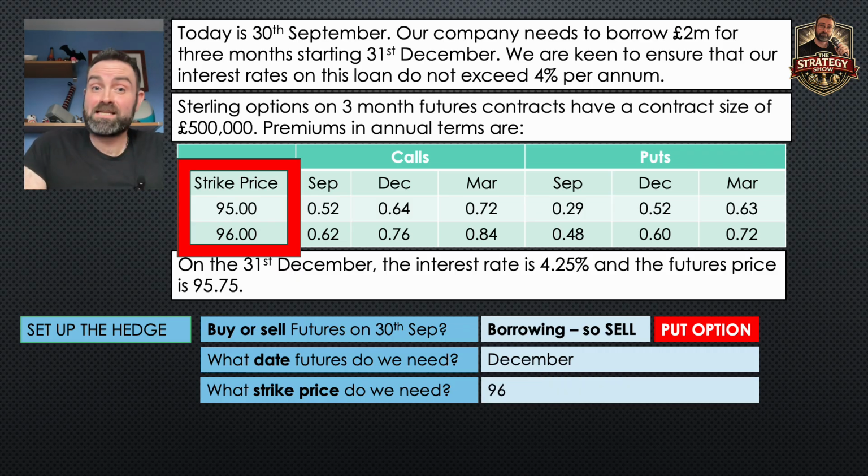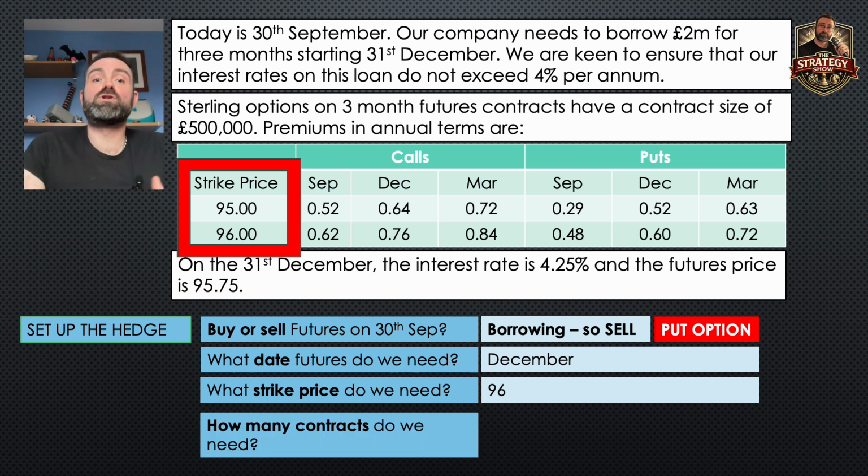Our next bit of setup is calculate how many futures contracts we need to cover our transaction. Now, as well as being for set dates, futures are also for set amounts of money. In this case, each future, we're told, covers £500,000 worth of our loan. That's their standard contract size. Remember, while it's not mentioned in the scenario though, futures also only cover a 3-month period. So each option or each future covers £500,000 of loan for 3 months.